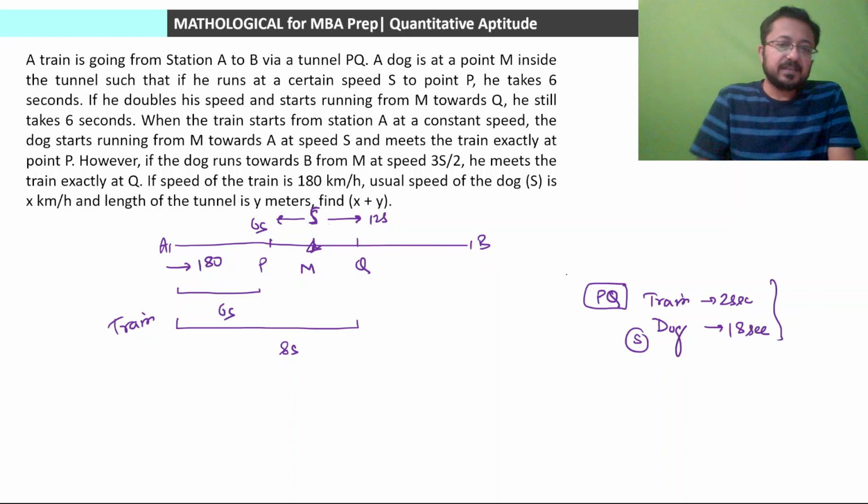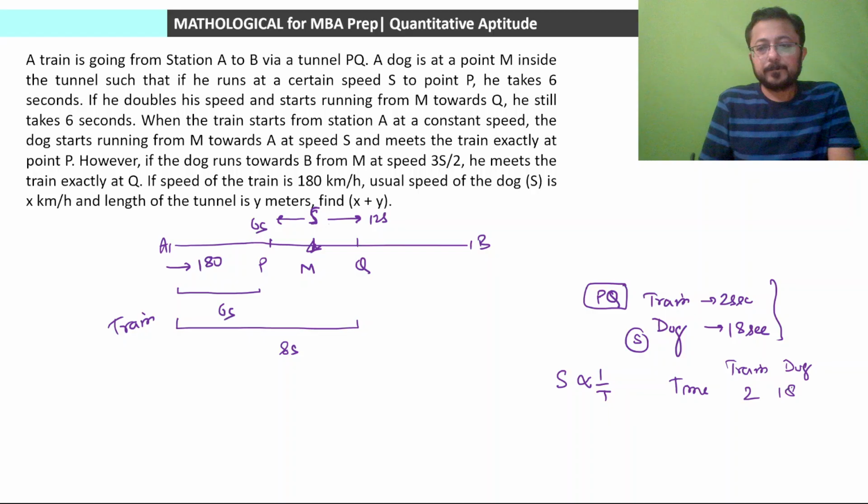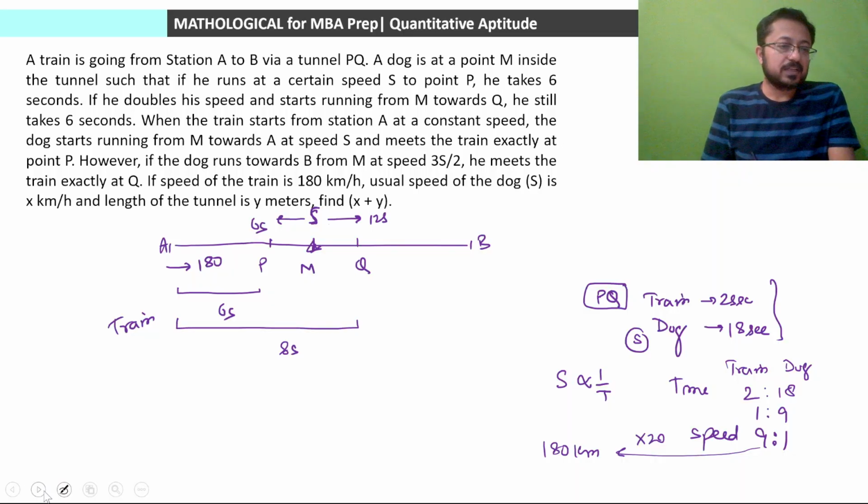और सिंस डिस्टेंस इज सेम इन बोथ केसेस, PQ डिस्टेंस तो सेम है, तो अगर डिस्टेंस सेम है तो स्पीड एंड टाइम विल बी इनवर्सली प्रोपोर्शनल. तो टाइम का रेशियो में गिवन है ट्रेन एंड डॉग, टाइम इज 2 and 18, यानी कि टाइम का रेशियो 1:9, तो स्पीड का रेशियो भी 9:1. और 9 की वैल्यू हमें गिवन है, 9 यूनिट्स इज इक्वल टू 180 किलोमीटर पर आवर, यानी कि 1 यूनिट इज इक्वल टू 20. डॉग का स्पीड यहाँ से हमें मिल जाएगा कि डॉग का यूजुअल स्पीड क्या है. डॉग का स्पीड s इज इक्वल टू 20 किलोमीटर पर आवर.